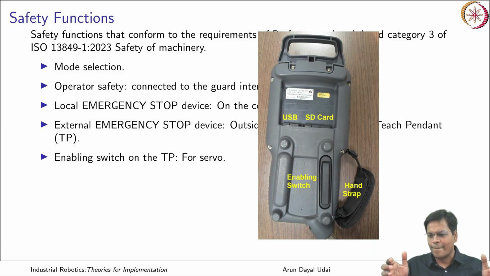So first is to enable the drive. In case of panic, either you throw it off, in that case it is off, or you pull it further as if you are in a panic situation. Even if you press it further, it is in off state. So you have to be very conscious to keep it on. That is the enabling switch on the teach pendant, for the servo. It is shown here on the reverse side of the teach pendant. You have a hand strap from where you can insert your hand from the front and press the enabling switch.